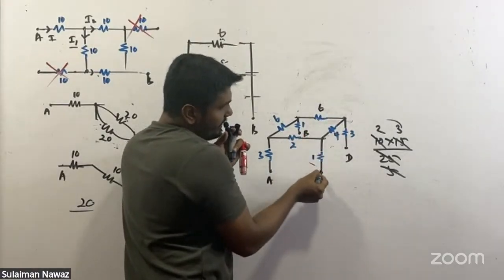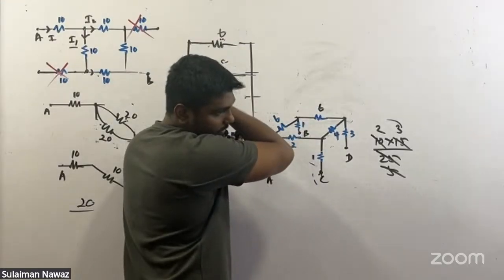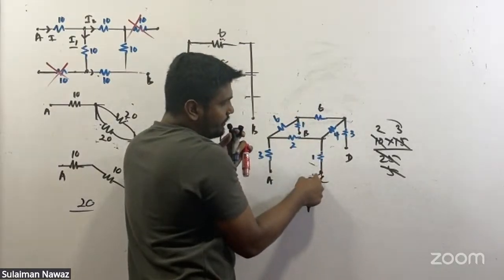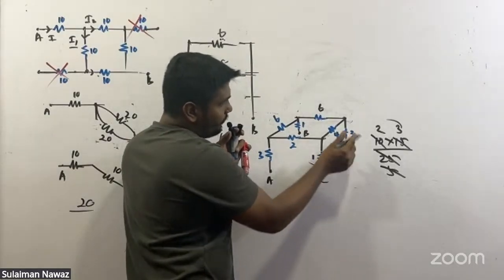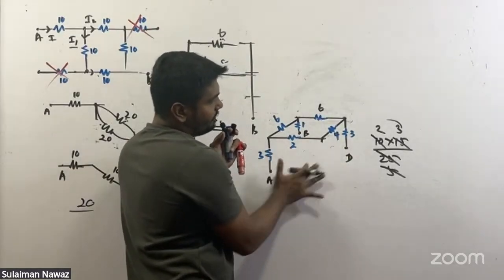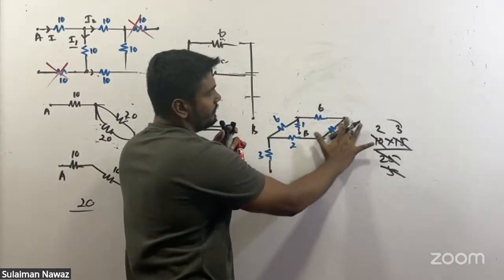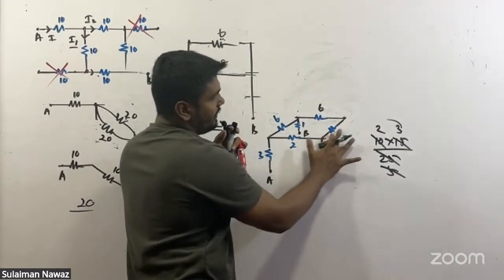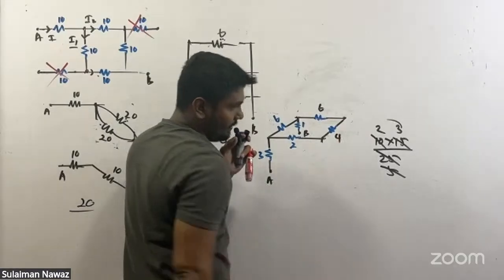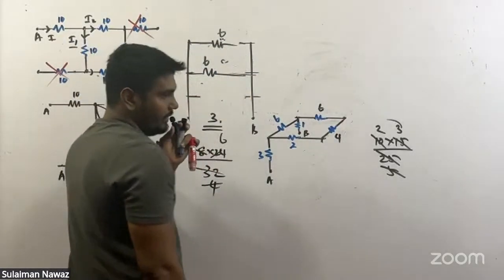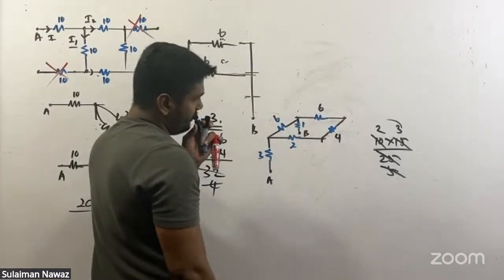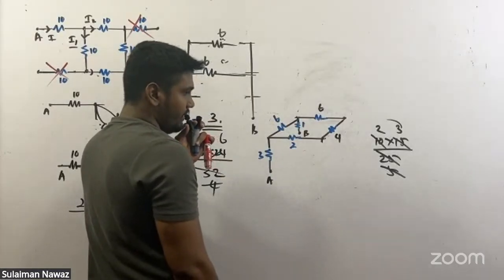But when you see the C and D, current does not flow through C, current does not flow towards D. We can remove 1 ohm, 4 ohm. We can remove this. Somehow, almost we came to the story. Now you can do this one.